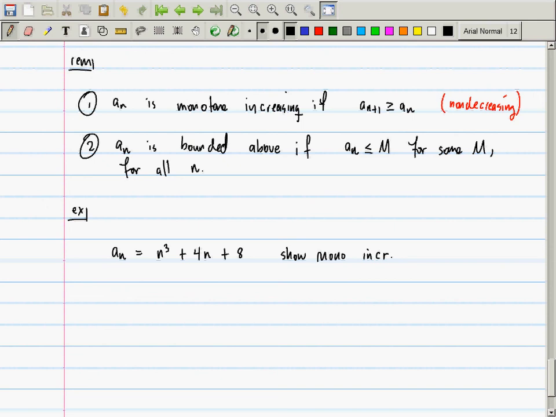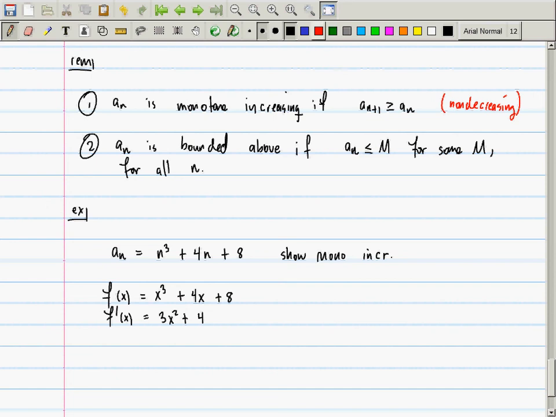The derivative of what? But you can't compute the derivative of a_n, right? a_n is a function only defined on integers. You have to say, well, I'm going to consider this corresponding smooth function, f(x) = x cubed plus 4x plus 8. Okay, so this function is smooth, so I can compute the derivative of this one. The derivative is 3x squared plus 4.